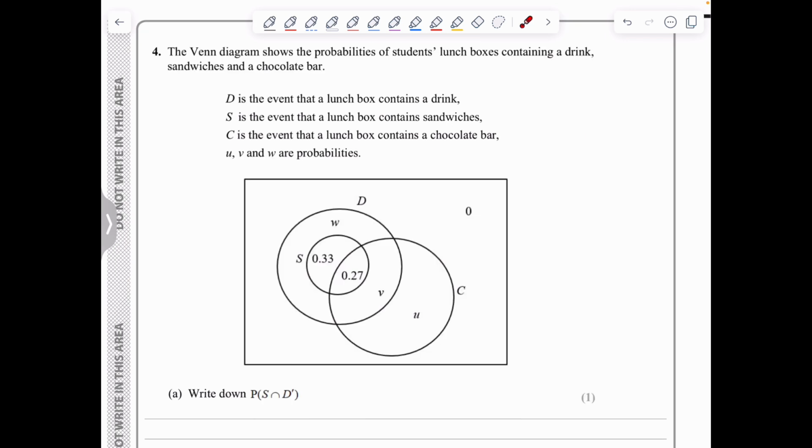In question 4, we've got a Venn diagram showing the probabilities of a student's lunch boxes containing a drink, sandwiches, and a chocolate bar, and we are asked to write down the probability of S intersection D dash, which means we need to be in S but outside of D. Notice that S is actually a subset of D, which means that it lives entirely within D, so it is never possible for me to be in S and at the same time outside of D. So the answer is simply that the probability S intersection D dash is 0.